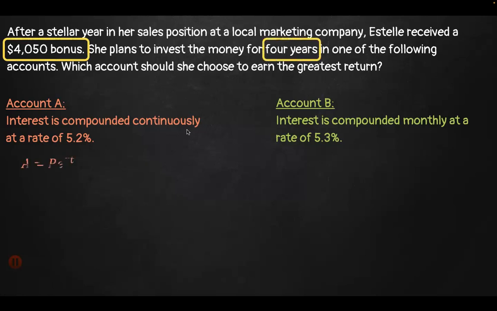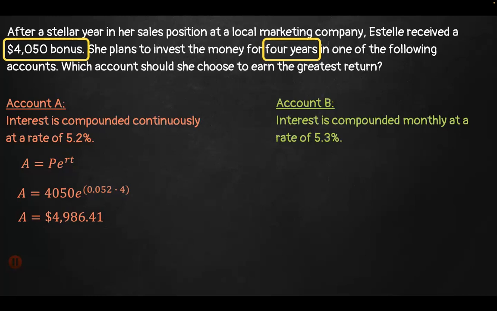Now you have your pieces of information as well. You have your starting amount, which is $4,050, so that's the amount that gets invested. E is going to be that 2.718 number. Our R is our rate, and T is the time, which is the 4 years. Now we're going to put that information in, remembering that our rate is going to be placed in decimal form, so 0.052. And when we plug that straight into the calculator, we're going to get $4,986.41. So that's for account A.